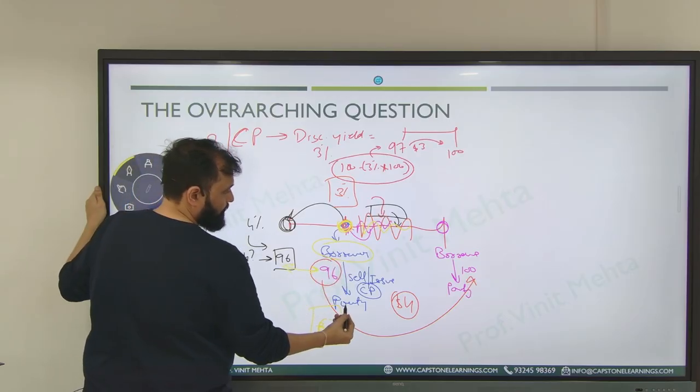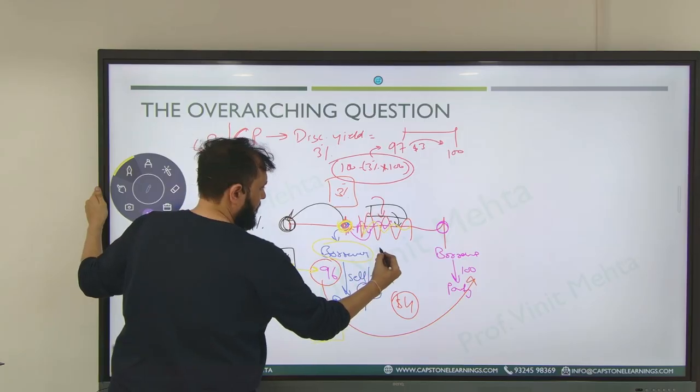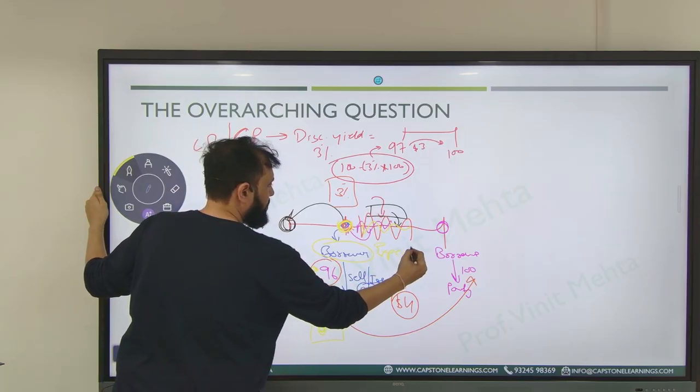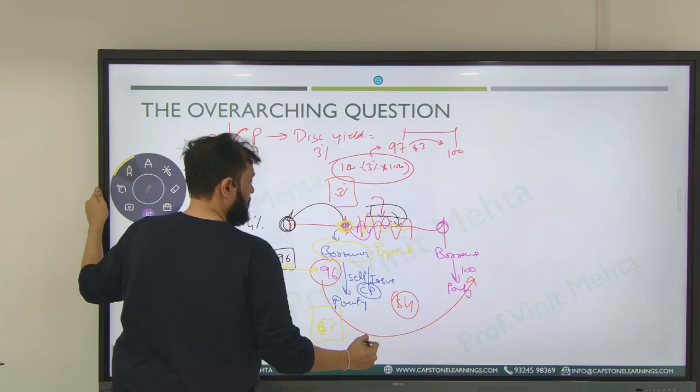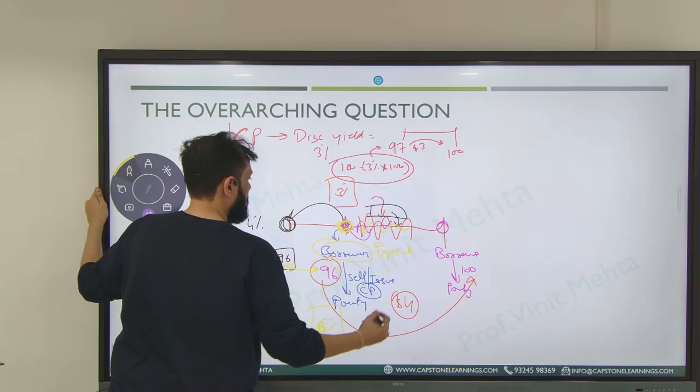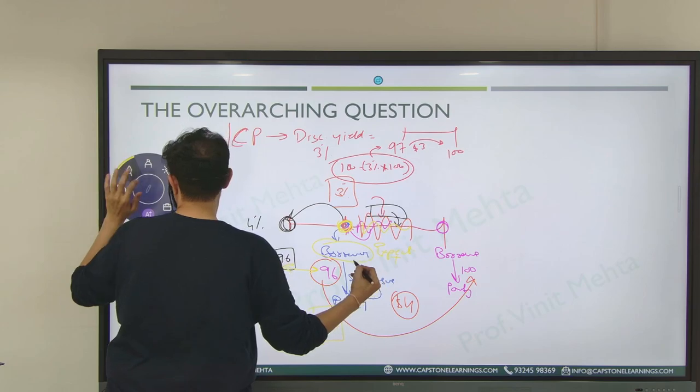And the opposite party is the one who expects, can you see the yellow color, by the way? Sir, it's a bit light.